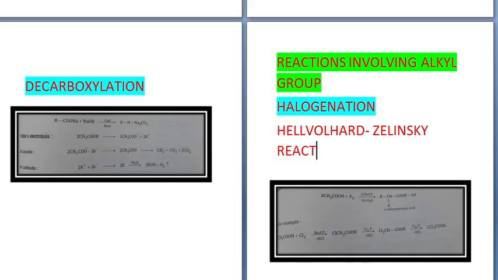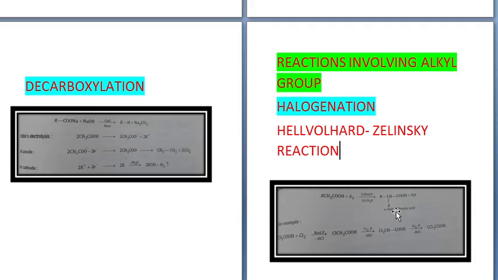Okay, the halogenation is called the Hell-Vollard-Zelinsky reaction. The reaction is RCH2COOH plus X2, that means any halogen, it can be Cl2, Br2, in presence of red phosphorus and water gives you RCHXCOOH plus HX, that is alpha halocarboxylic acid.